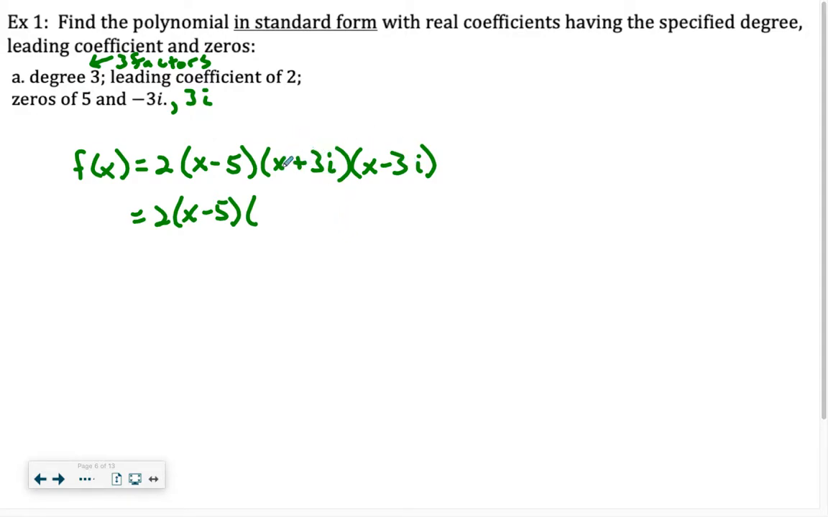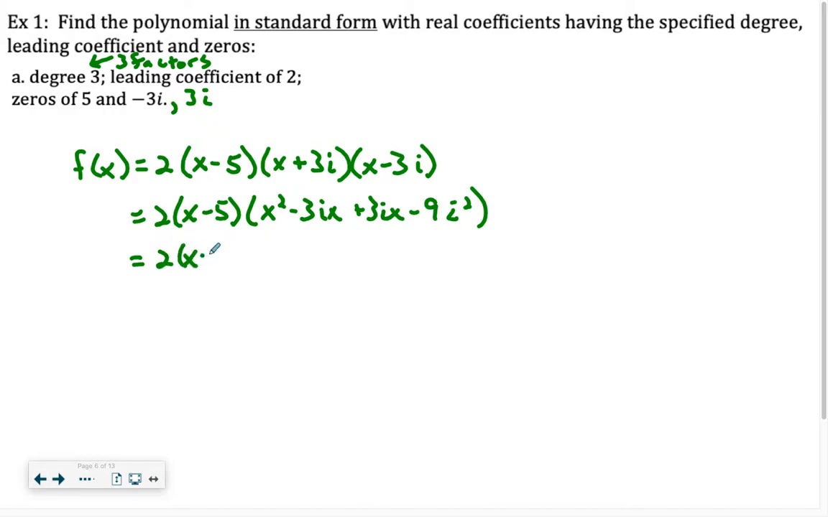So I'm going to multiply first. x times x is x squared. Then x times -3i would be -3ix. Then 3i times x would be plus 3ix. And then positive 3i times -3i would be -9i squared. Okay, so we can clean this up a little bit here.